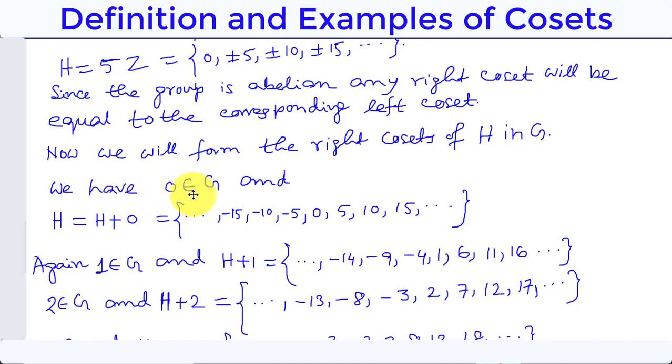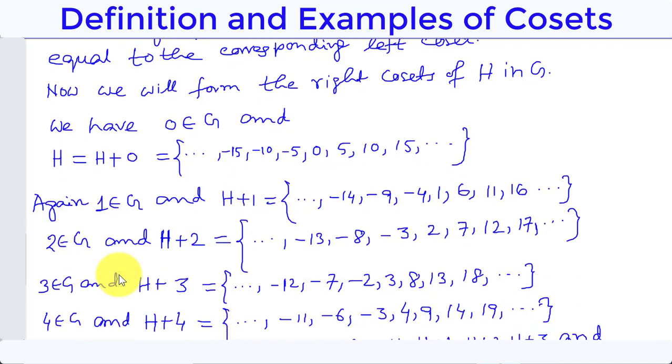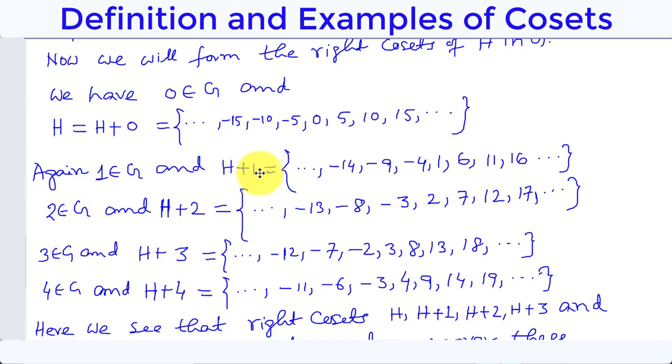We have the identity element 0 belongs to G, and H equals H plus 0 equals minus 15, minus 10, minus 5, 0, 5, 10, 15 up to infinity. Again, 1 is an element of G, and H plus 1 equals minus infinity to minus 14, minus 9, minus 4, 1, 6, 11, 16, etc. That is, H plus 1 is obtained by adding 1 to each element of H. 2 belongs to G, and H plus 2 equals minus infinity to minus 13, minus 8, minus 3, 2, 7, 12, 17. That is, H plus 2 is obtained by adding 2 to each element of H.